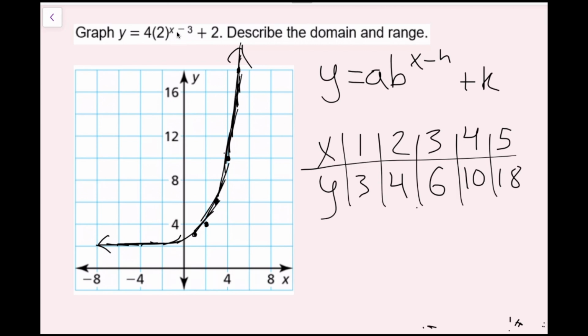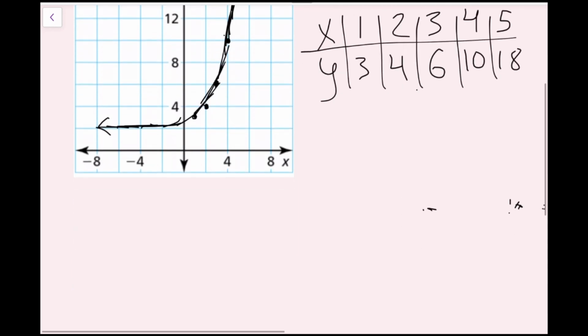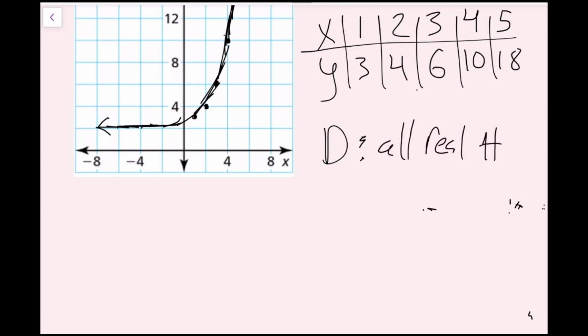And then my range is going to be not y is greater than 0 this time, but because it never is going to reach 2, it's going to come really close to 2, but it's never going to reach 2. My range is going to be y is greater than 2. So I'm going to write that down now. All right, so I've successfully graphed this and described my domain and range, so now I'm done with this one.